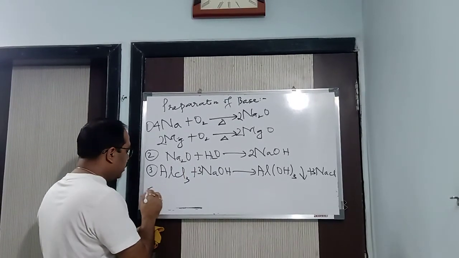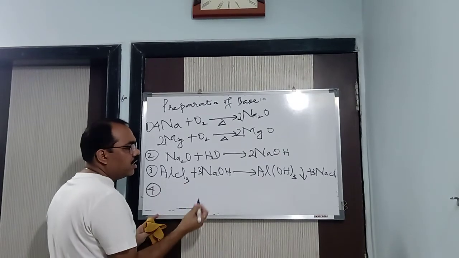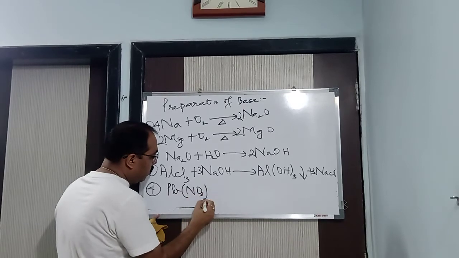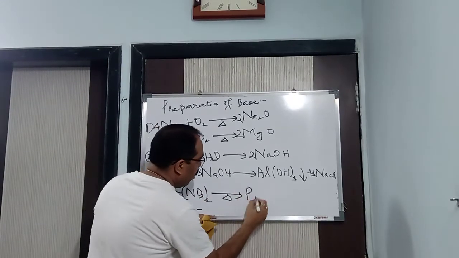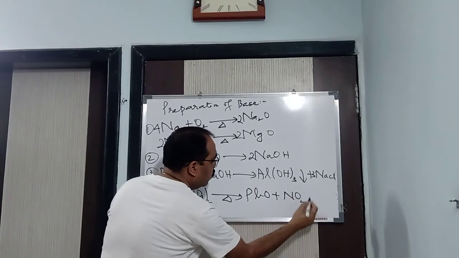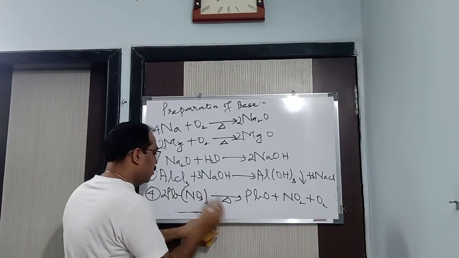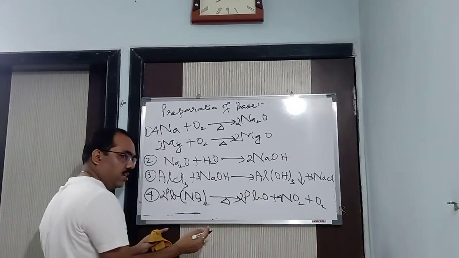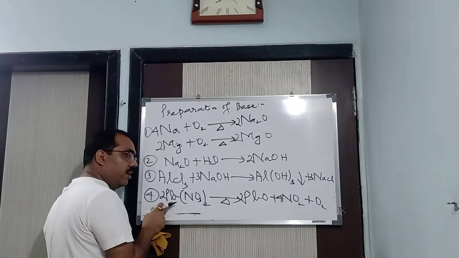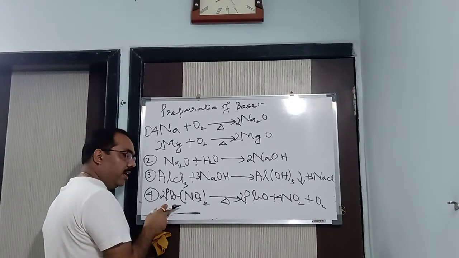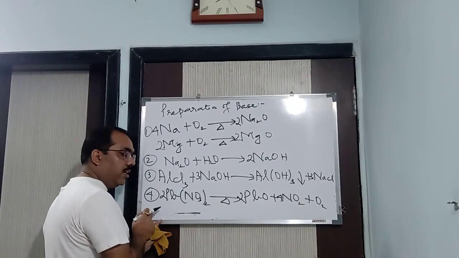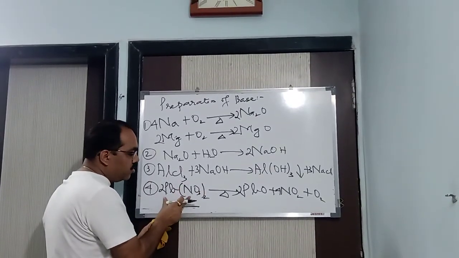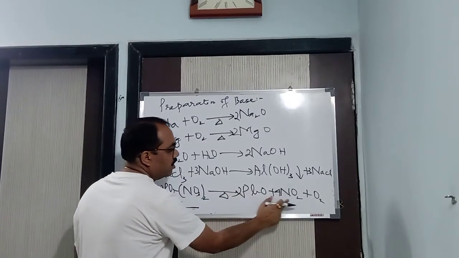Similarly, the last method is that you can heat the nitrates of a metal. For example, if I take lead nitrate, Pb(NO3)2, when it is heated, it gives you what? PbO plus NO2 plus O2. So 2Pb(NO3)2 will give you 2PbO plus 4NO2 plus O2. So you can see the base is produced, lead monoxide. Instead of lead nitrate, you can take zinc nitrate, calcium nitrate, aluminium nitrate, or magnesium nitrate. Suppose you take magnesium nitrate, it gives magnesium oxide plus nitrogen dioxide and oxygen.